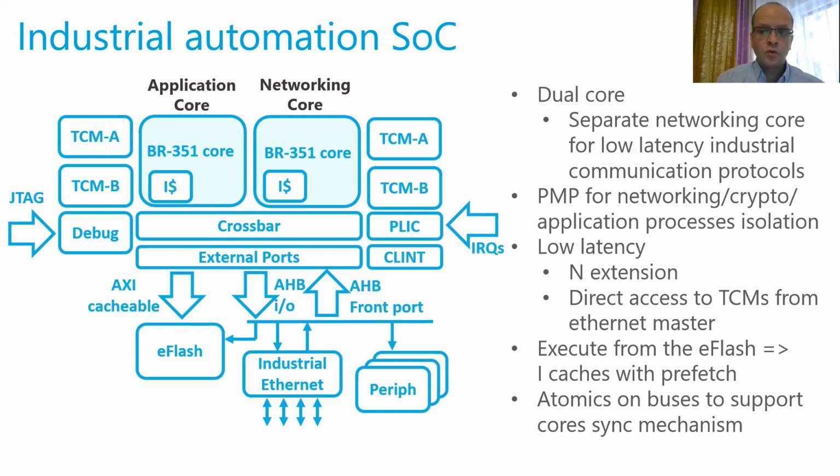Of course, the cores should do some work together, and to enable that, we also provide functionality there. Each core can do atomic operations in the neighbor core's TCM memories. That allows easier synchronization of the cores and quick exchange of data between both CPUs.